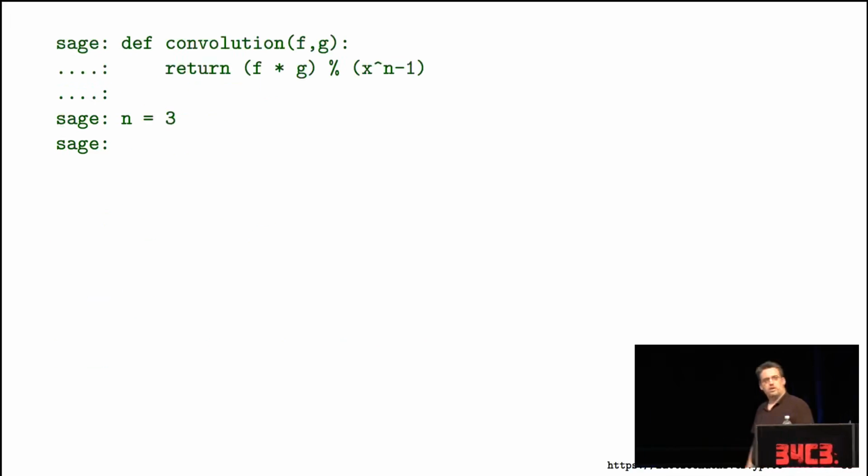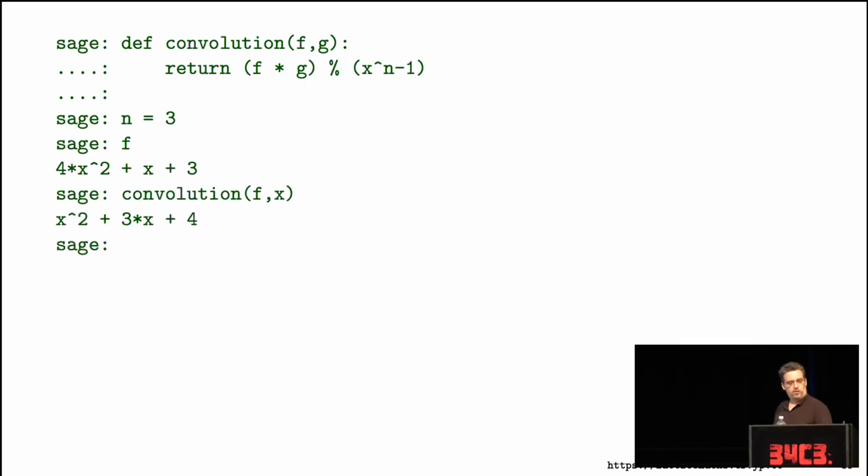All right, what about that multiplication operation with the n coefficient things? Well, this is how you say that in Sage. You take two inputs, n coefficient polynomials f and g, and multiply them. The percent is mod, just like in C, mod x to the n minus 1. For instance, if n is 3, then same polynomial f. If you multiply f by x, then you get the same 3x and x squared and 4x cubed.